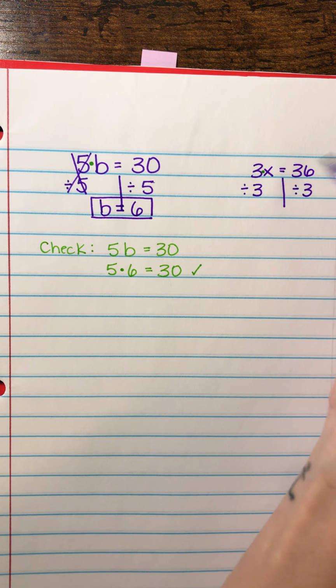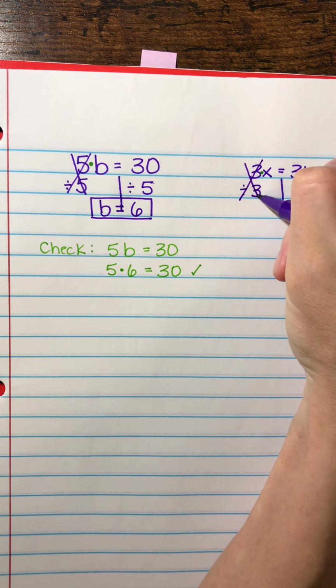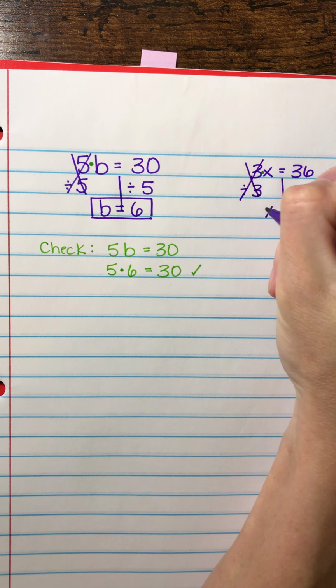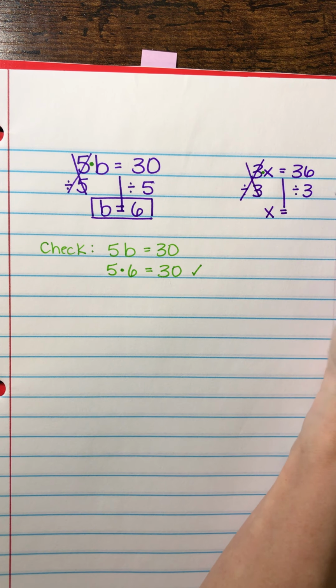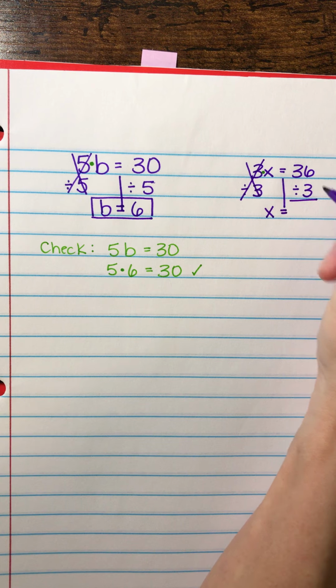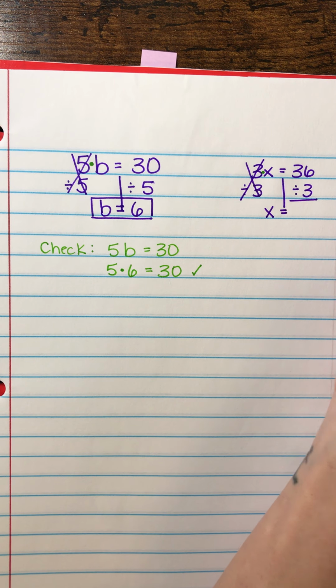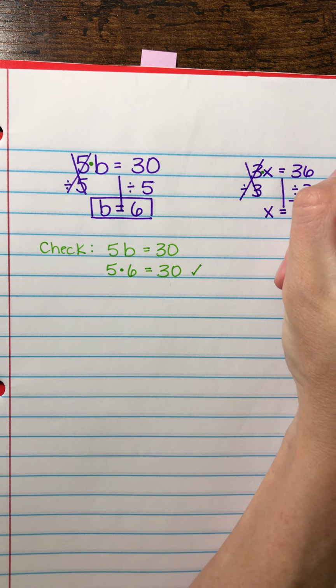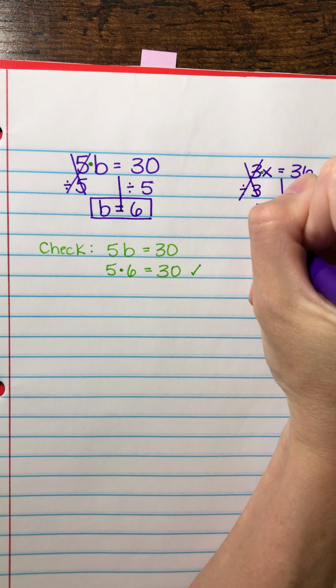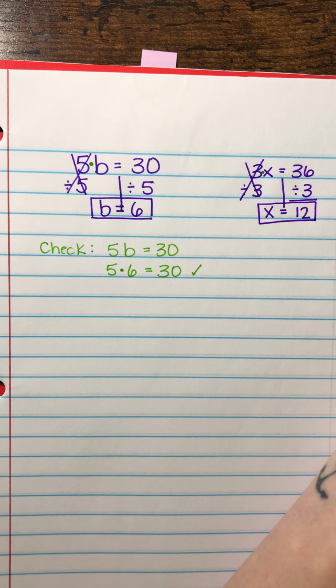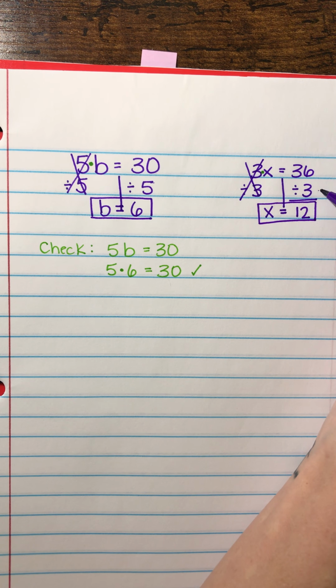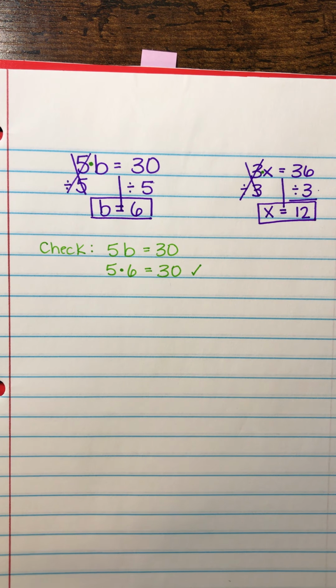Multiplying by 3 and dividing by 3, those two cancel each other out. They go away. I am left with an x. And again, I am going to do 36 divided by 3 to find my answer, which is 12. You are always free to use your calculators for this as well. So if you are having a little bit of trouble, as long as you're doing the steps and you just need to use a calculator at the end, that's okay.